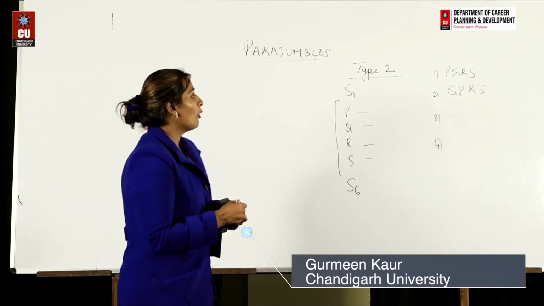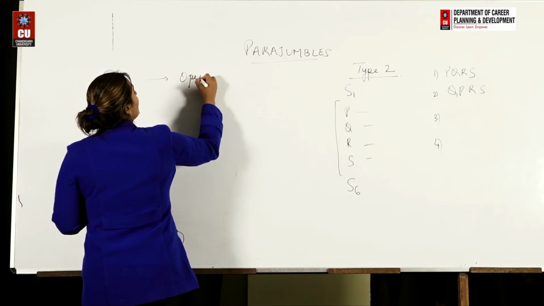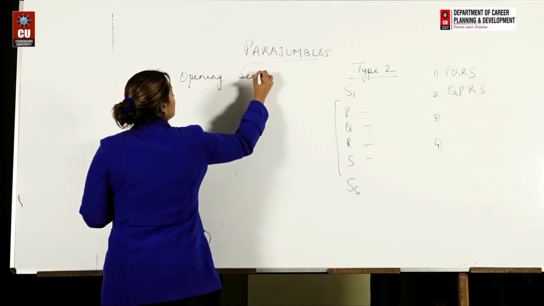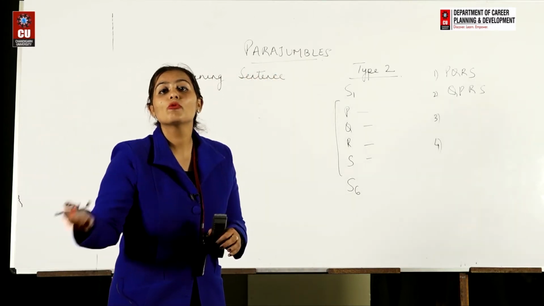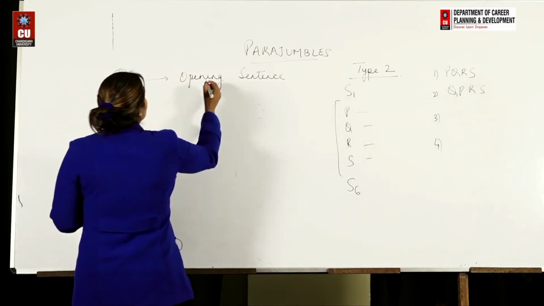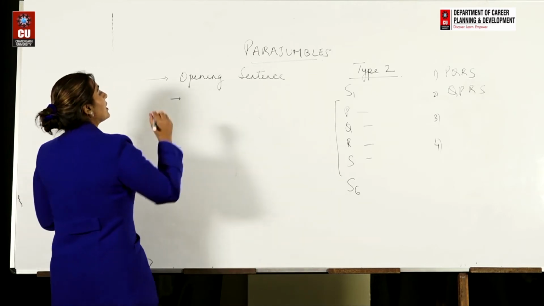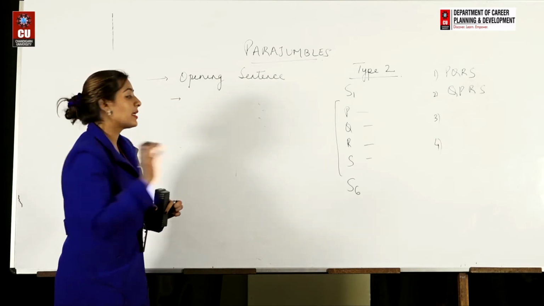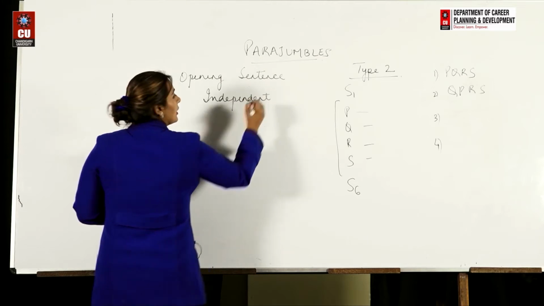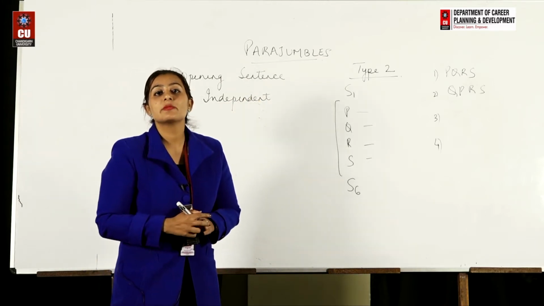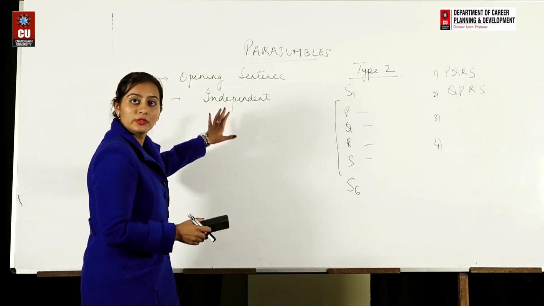Now, first of all, if I have to solve a parajumble, I need to look at the opening sentence. Of course, if you don't know the opening sentence, how will you move forward? So, how do I find the opening sentence? That's the first question. For the opening sentence, we need to find a sentence which is independent. Independent itself means which is not dependent on anything else. So we need to find an independent sentence.